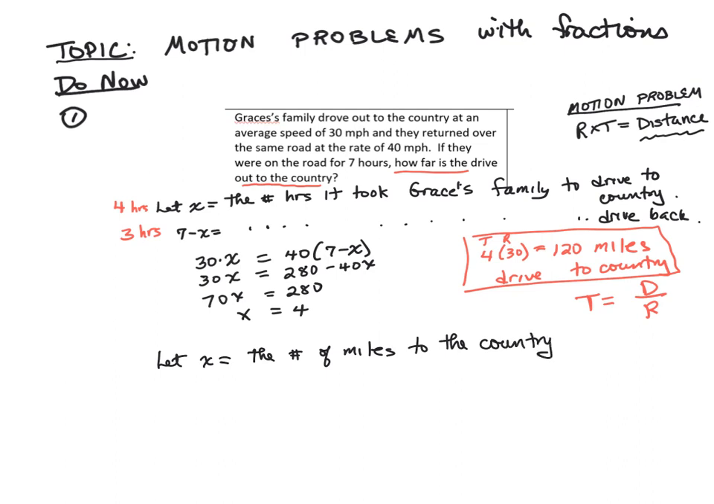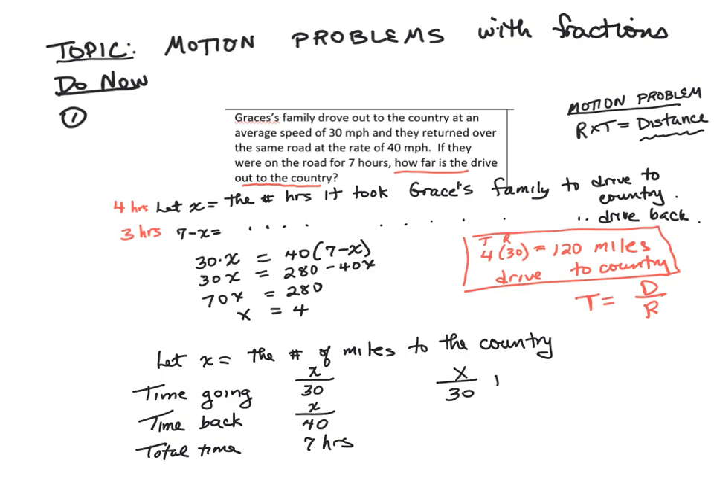So the time going can be represented as the distance, which is x, divided by the rate, which is 30. And the time back can be represented as the distance, which is x, divided by the rate, which is 40. And we know that the total time for the trip is 7 hours. So our equation can be x over 30 plus x over 40 equals 7.